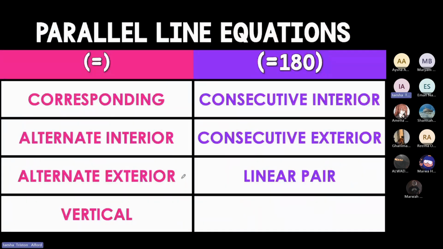What else do you need to know about this question? Your parallel line equations. You have to remember corresponding, alternate interior, alternate exterior, and vertical are always equal. Consecutive interior and linear pair, and sometimes you'll see consecutive exterior, are always 180. You have to know which word means supplementary and which one means congruent.